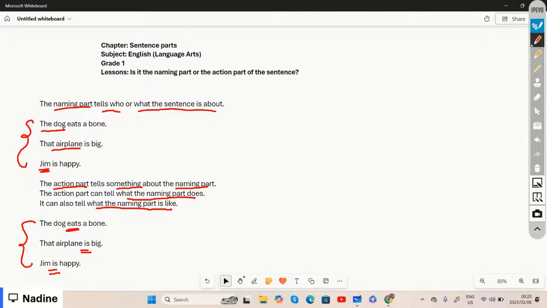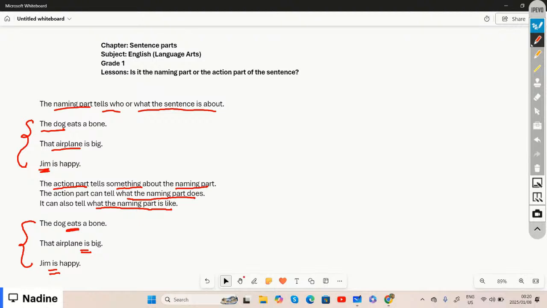All right. So when it comes to sentence parts, we have a naming part and we have an action part. The naming part tells us either who or what the sentence is about. The naming part can either be a person or thing, or it can be an animal. The sentence is about that person or that thing, and that person or that thing does an action.